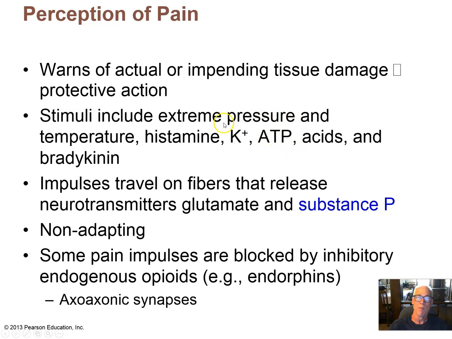Of intracellular compounds, ATP is normally found in the cytoplasm of cells.